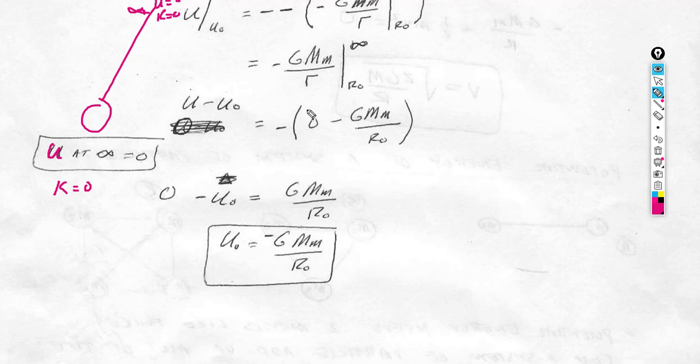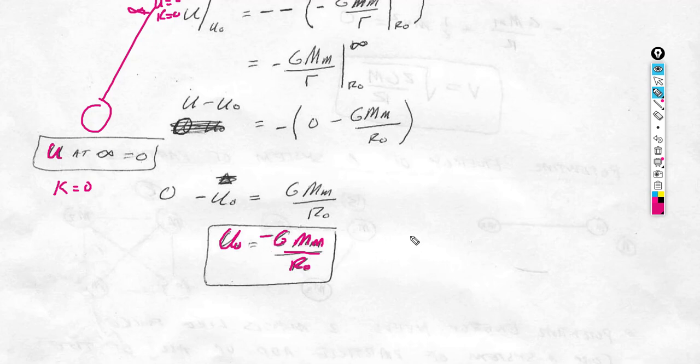If you can't remember the signs on the AP exam, I know this is a lot of signs, just remember that the potential energy is negative G M m over r. It's negative here, so we're going to have negative energy. I think you can get there even if you're not sure about the signs. You need to have it as a negative if you derive that.